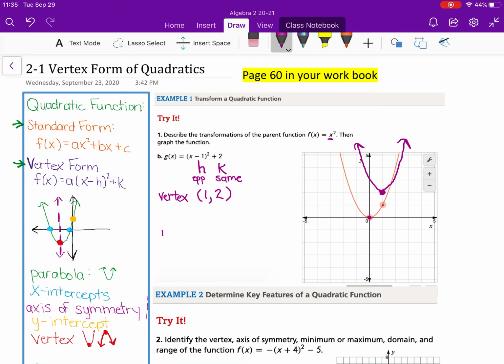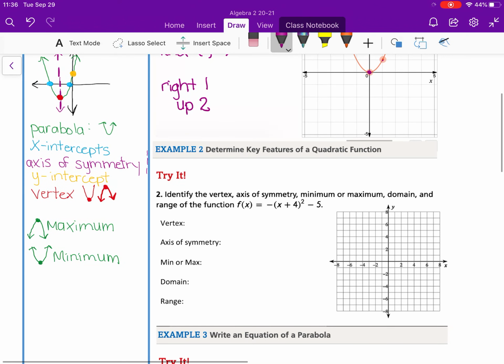Ta-da! Example 1 is complete. Oh, I lied. It says describe the transformation. So I would say that it went right 1 and up 2. So I said it out loud, I just didn't write it.